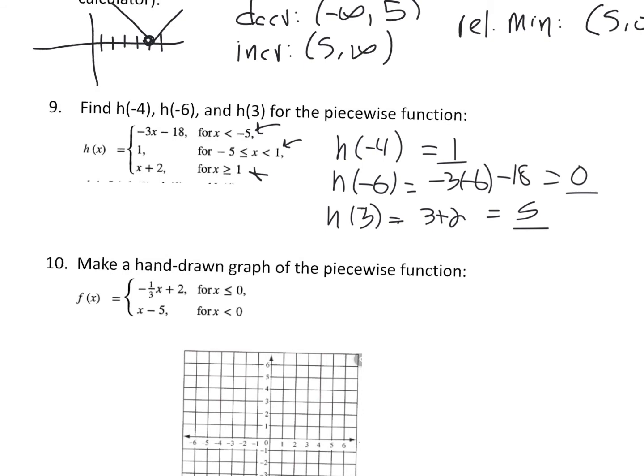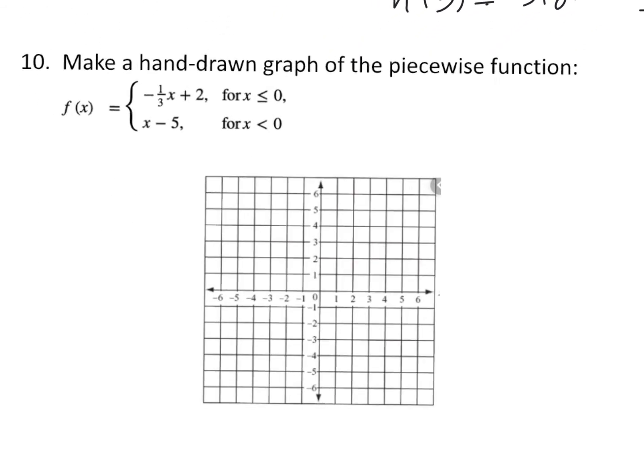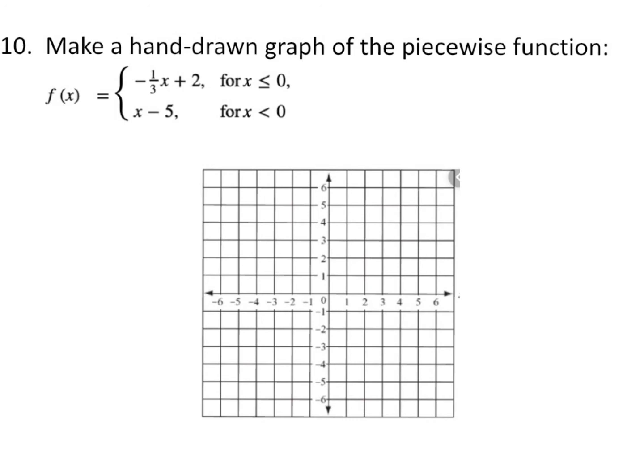All right, number 10, draw the piecewise function. Remember how we roll here. I'm going to start off by taking that 0 and plugging it in. If I plug 0 in right there, I get 2. I'm going to fill in the circle because there's an equal sign. And now it says go left. So I'm going to go left.